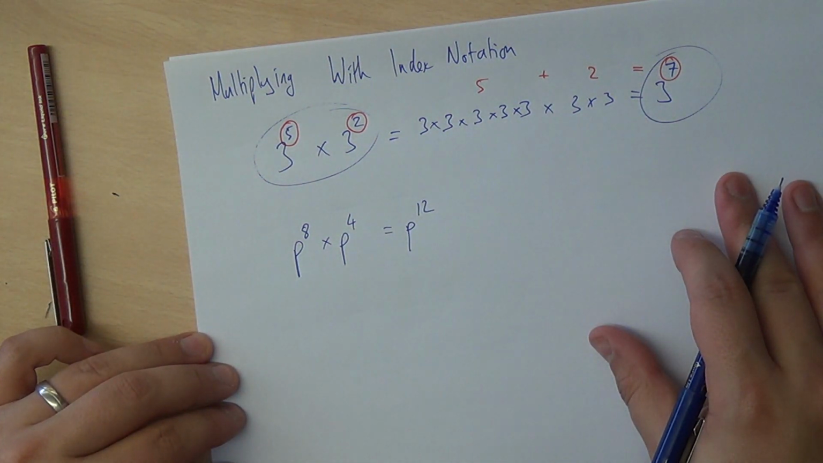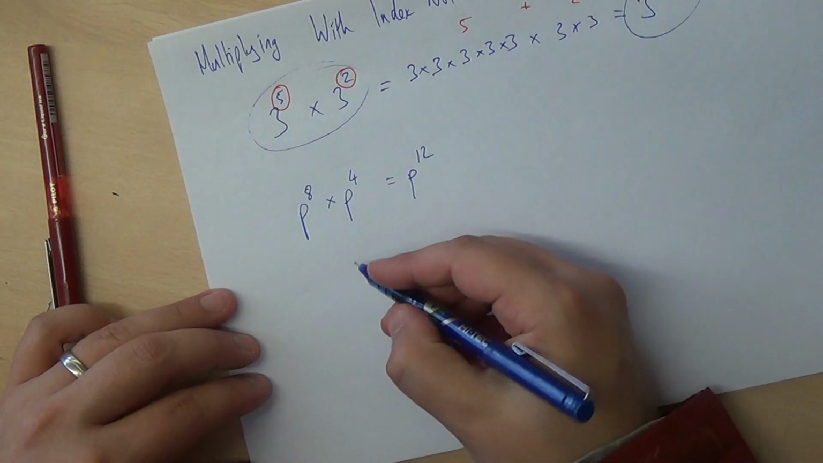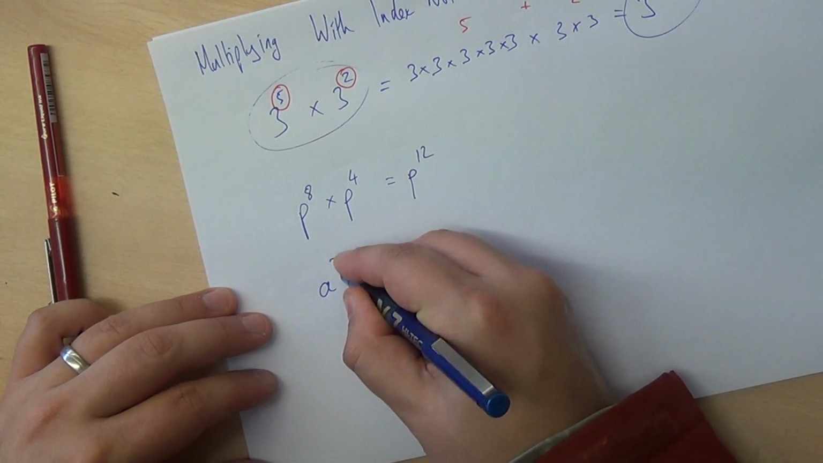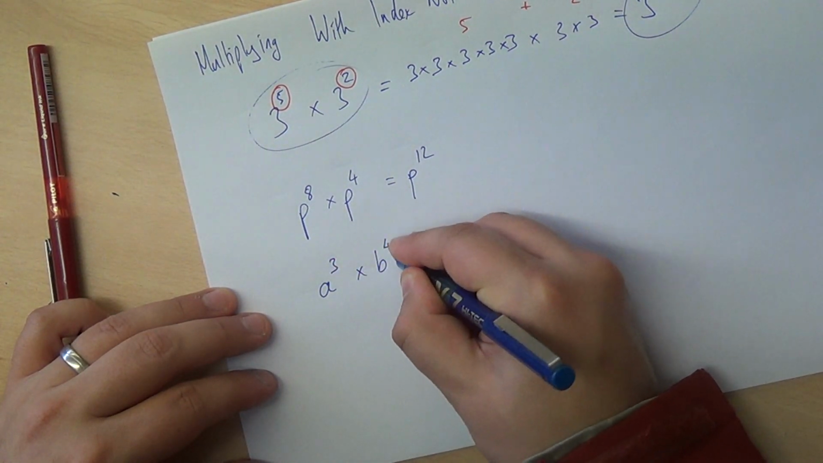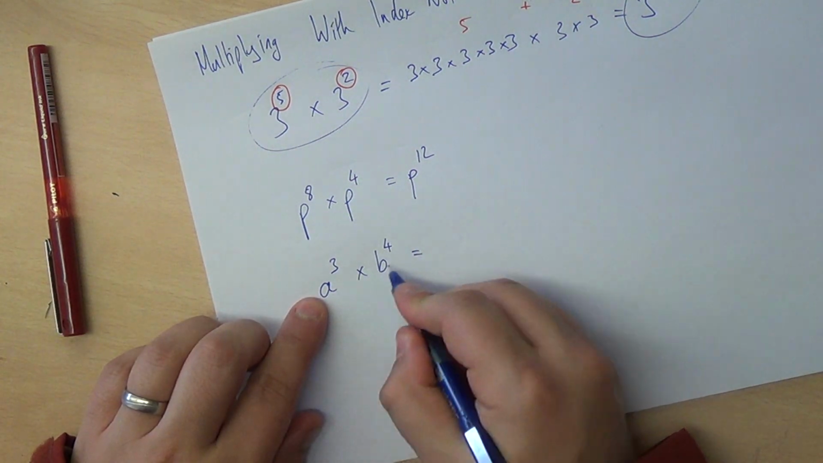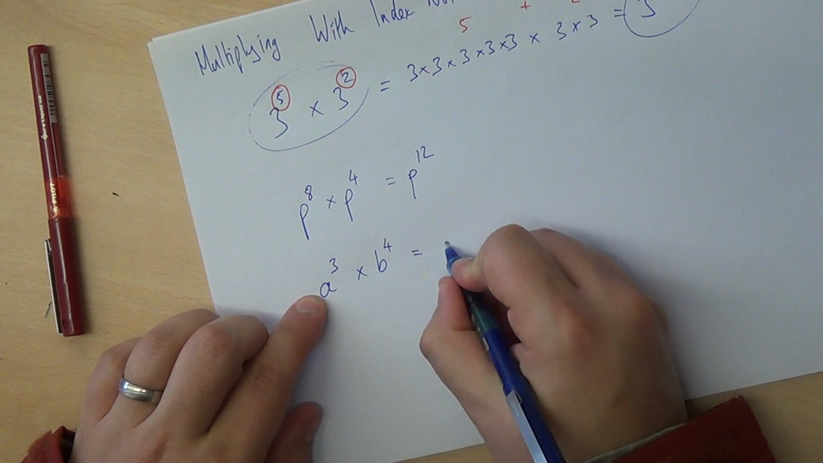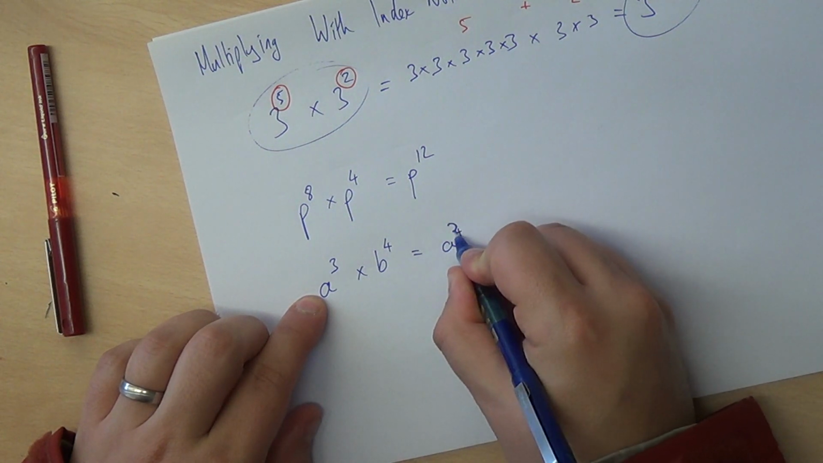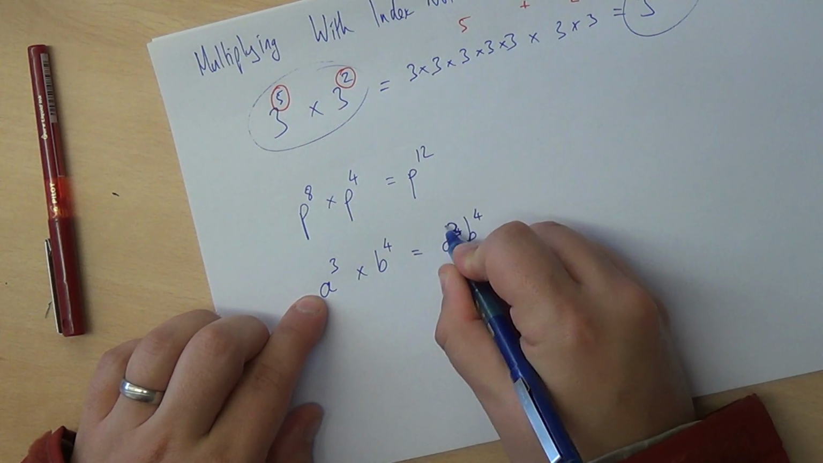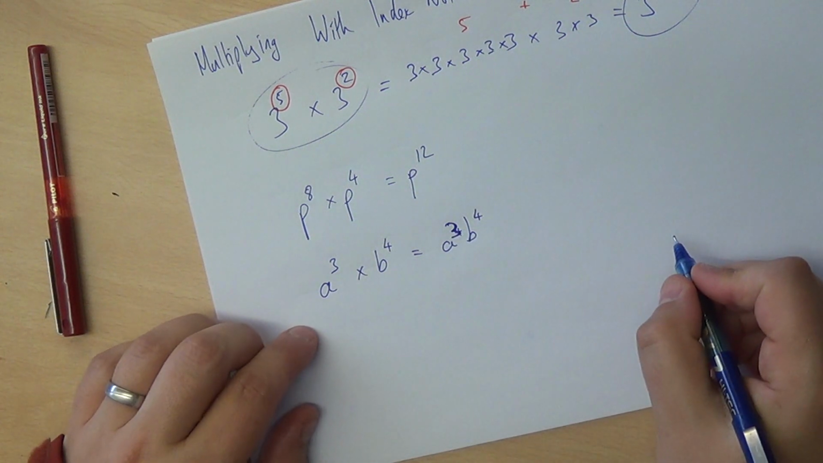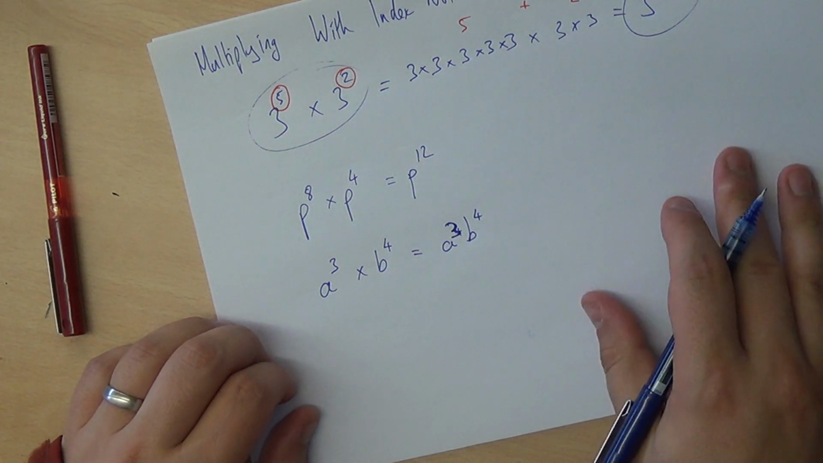Very simple, very straightforward. One thing to point out though, a to the power of 3 times b to the power of 4, these have different numbers in the base, which means when we count them up like this, they won't all be the same. So in fact, that doesn't simplify very much at all. There's nothing we can do to combine the a's and b's because they're different.